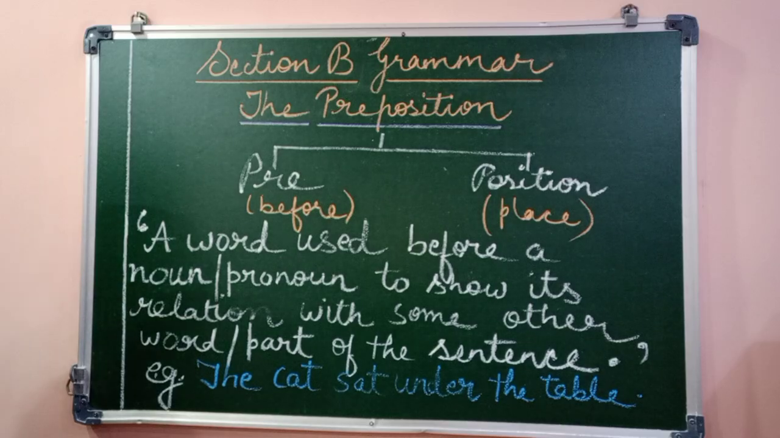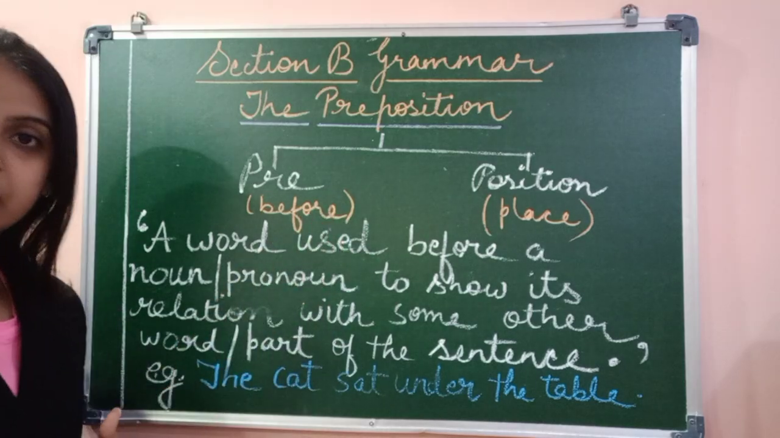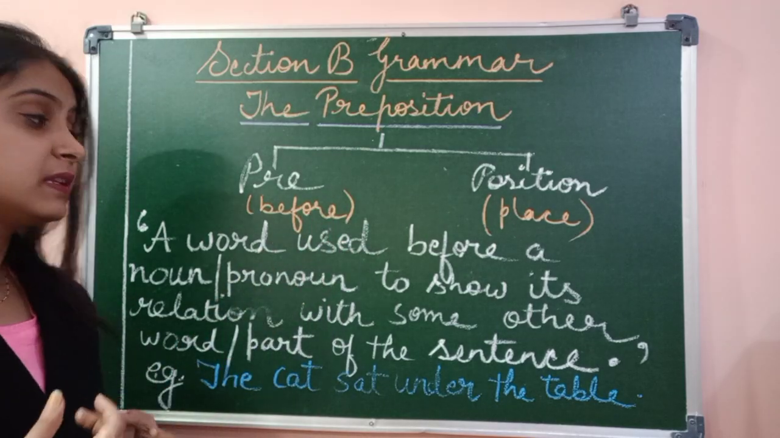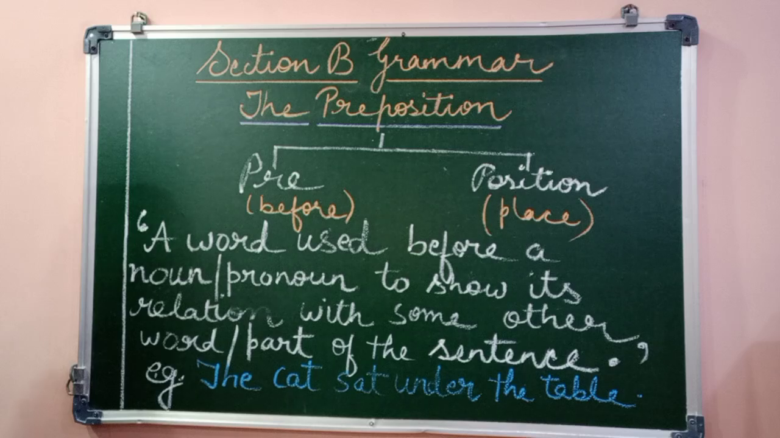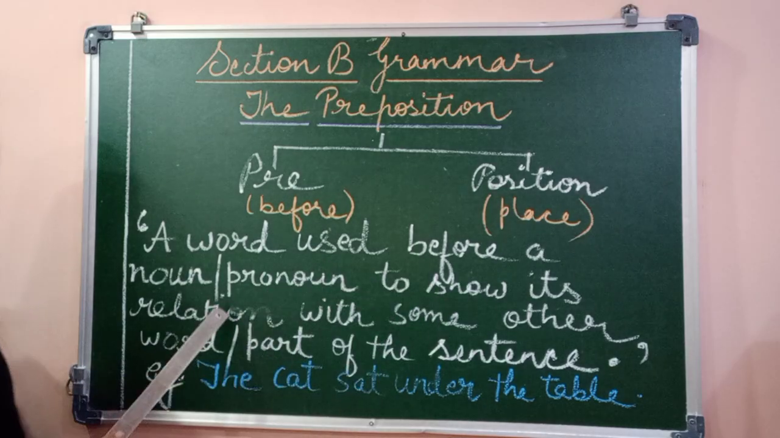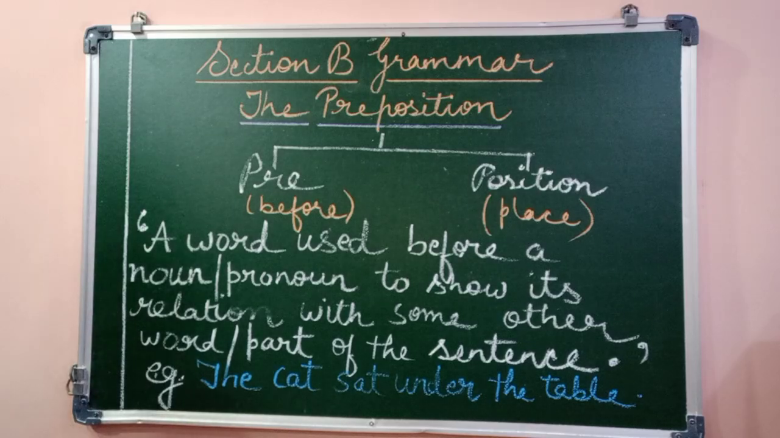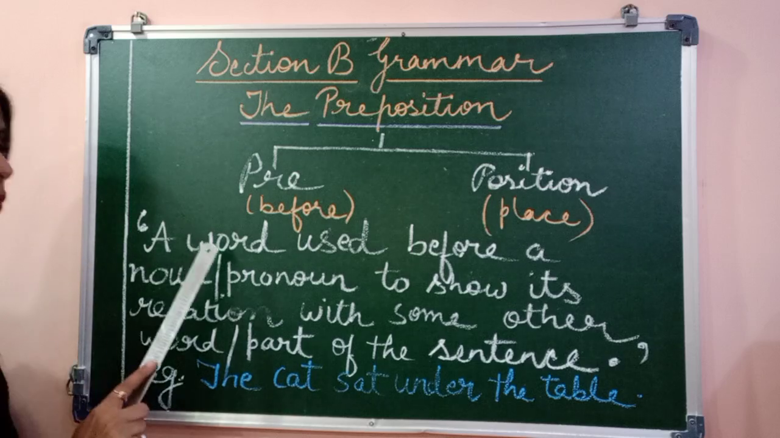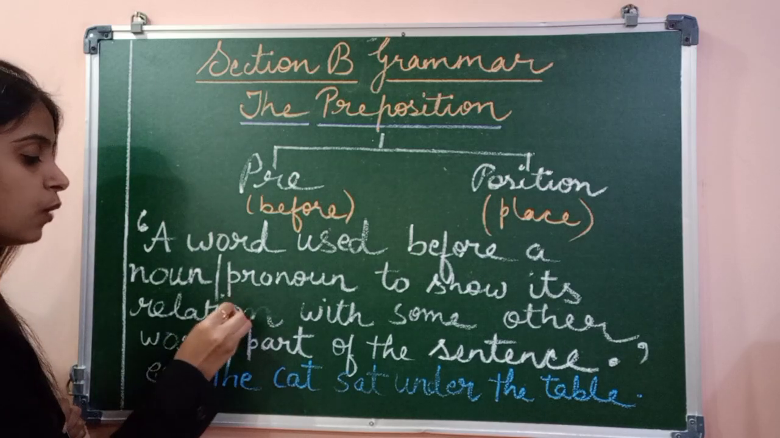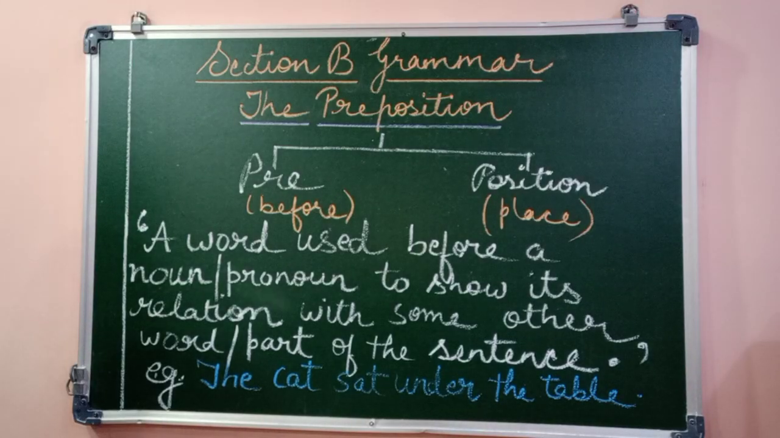So, preposition is a word that is placed before something. Right? Now, what is that thing? That is a noun or a pronoun. So preposition is a word that is used before a noun or a pronoun to show its relation with some other word or part of the sentence. I hope children this definition is clear to you. Again I am repeating. Preposition is a word that is used before a noun or a pronoun to show its relation with some other part of the sentence.